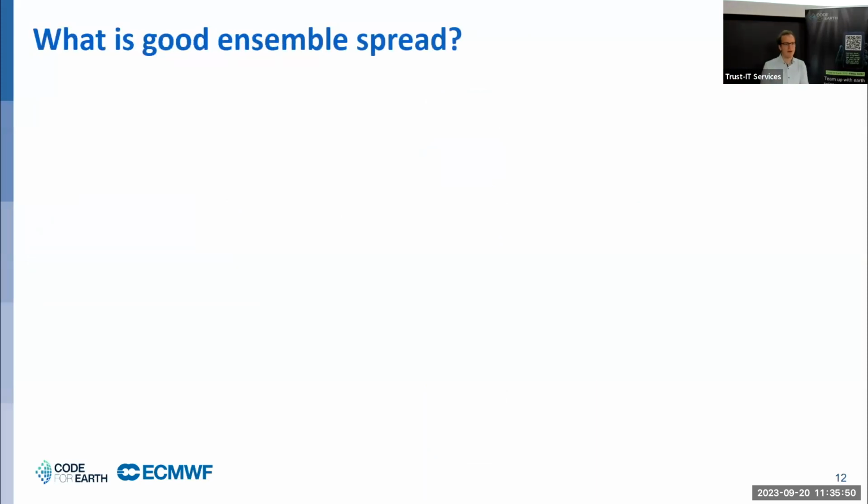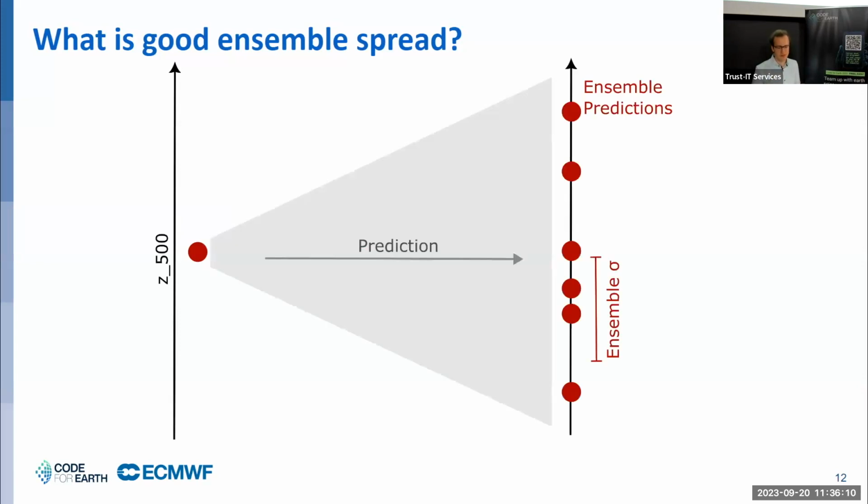Okay, so before I show some results, I think it's worth studying what we are actually aiming for. What is a good ensemble, and what is a good ensemble spread? Conceptually, let's imagine it like this. Let's say we randomly choose some pixel and a random value, for example, geopotential. We start at a given time point, then we do a prediction, and we end up with a bunch of realizations from the ensemble predictions.